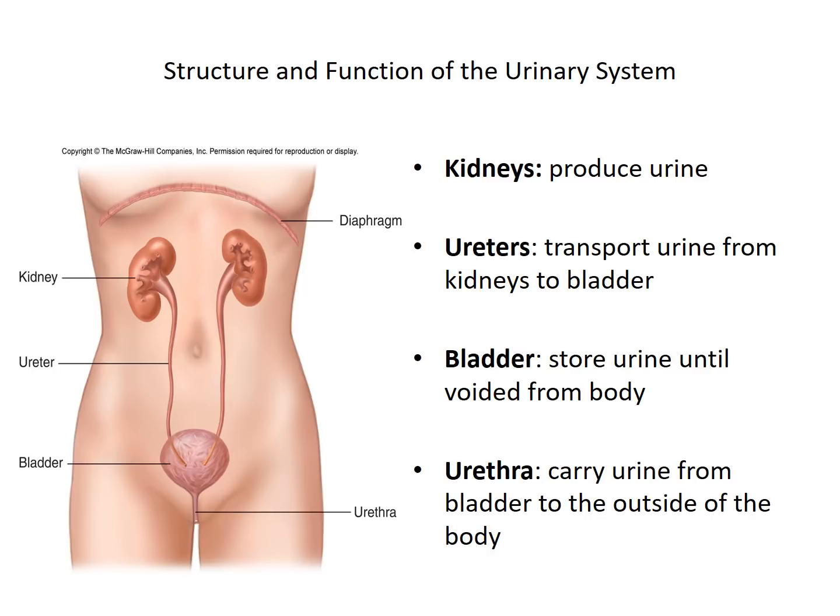Kidneys produce urine. Ureters transport the urine from the kidneys to the bladder. The bladder stores the urine until it's ready to be voided. And then when the bladder contracts, the urethra will carry the urine out of the bladder to the outside of the body. As urine is being produced in the kidney, we're going to refer to it as the urine filtrate.